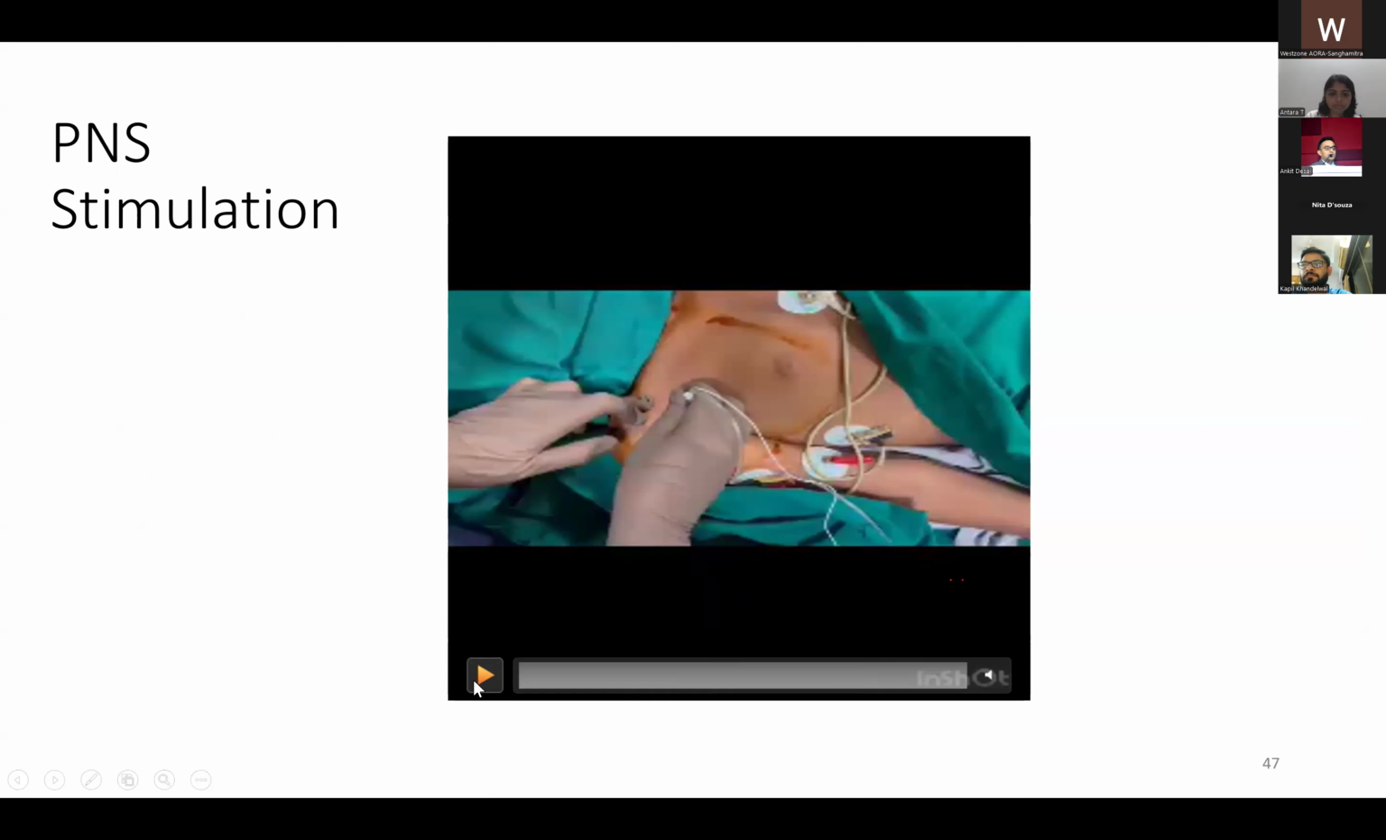The landmark is 2 centimeters inferior to the coracoid process. We feel two pops of the pectoralis major and the minor and get the response. The response is stopped below 0.2 to 0.3 milliamperes, and that is when we inject the local anesthetic.